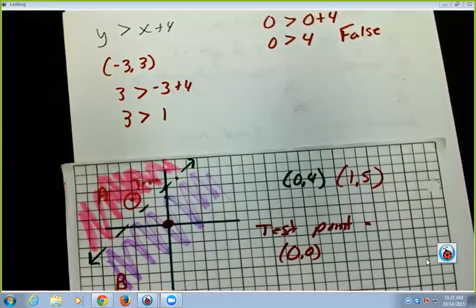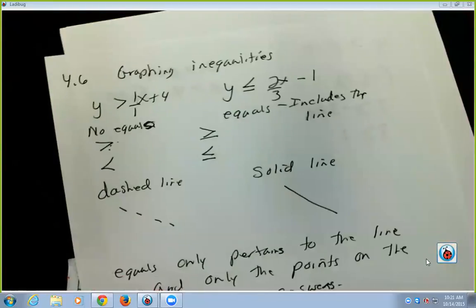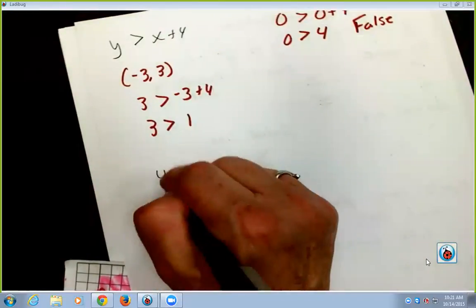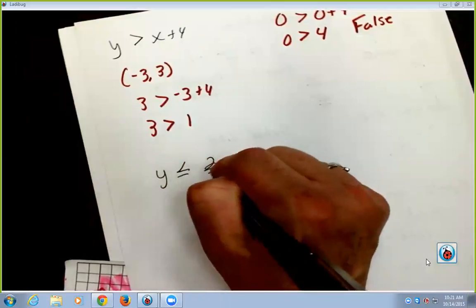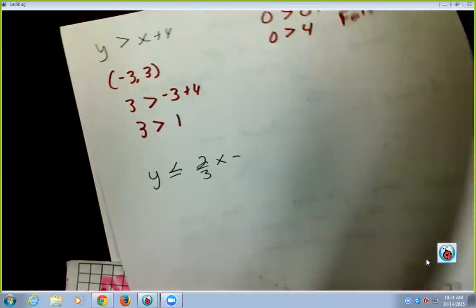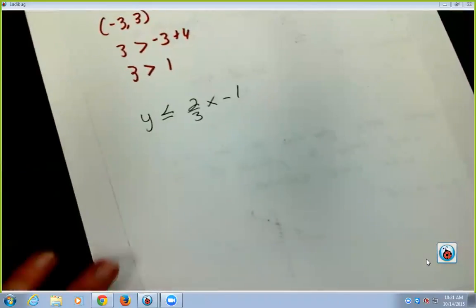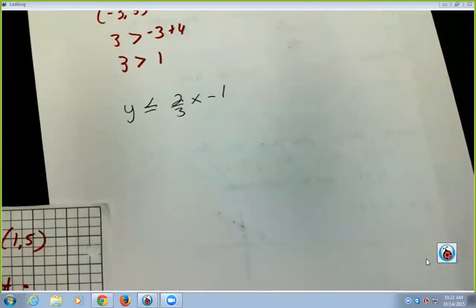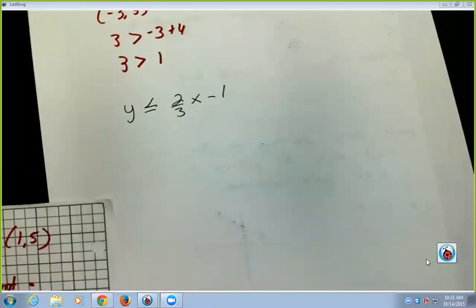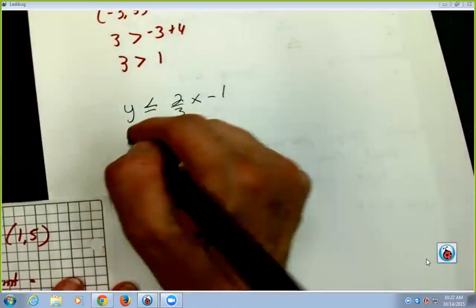So let's go look at the other equation I had put in here, which was y is less than or equal to 2/3 x minus 1, I think. Yep. So what's it going to look like? So, is my line solid or is my line dashed? Solid. Easiest piece of all, because it's got an equal, so it's solid.